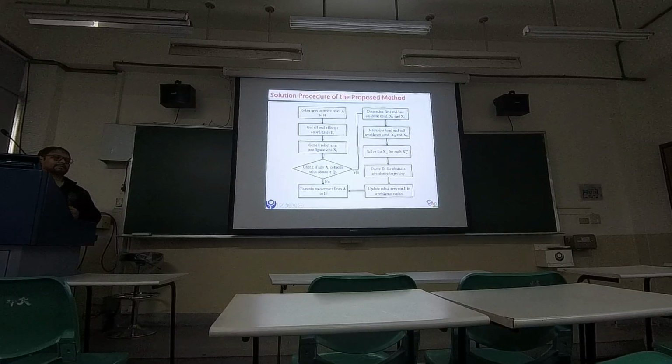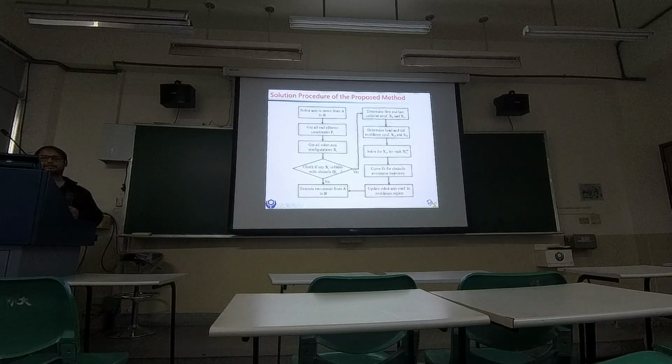So in this method, we have a solution where the robot arm will move from A to B. It generates all the end effector coordinates for Pi, and gets all the robotic arm configurations as Xi. Now it will check whether these Xi will collide with obstacle Qk. If it is not colliding, it directly executes from A to B.